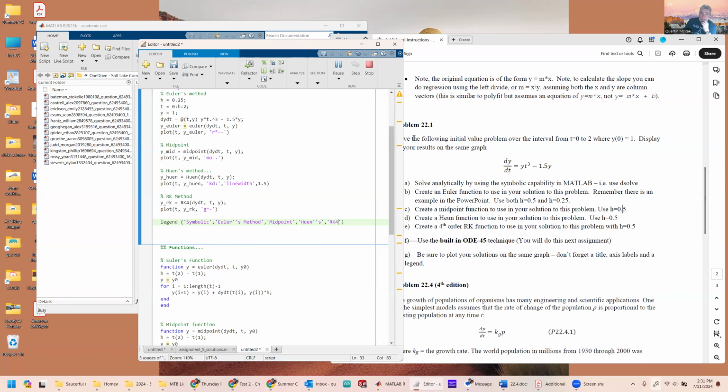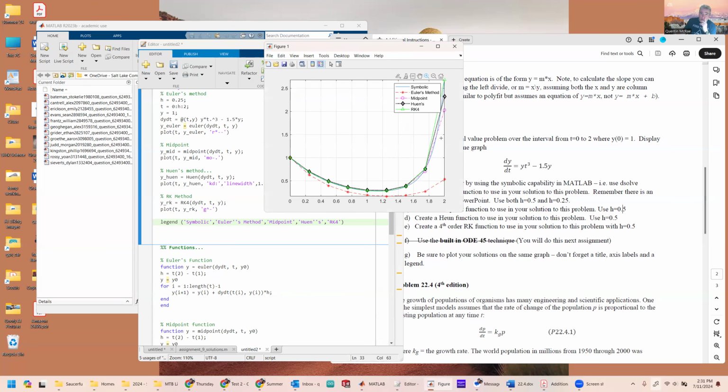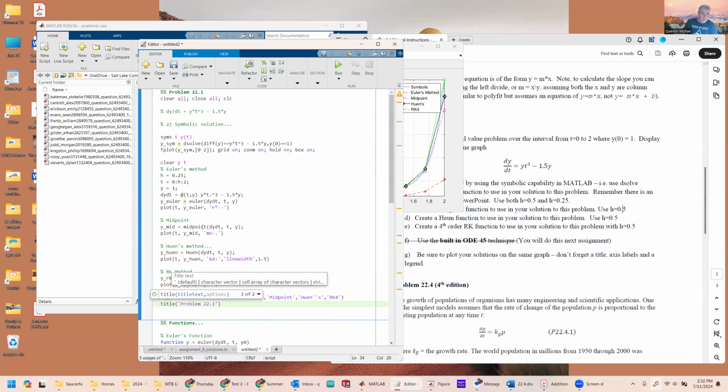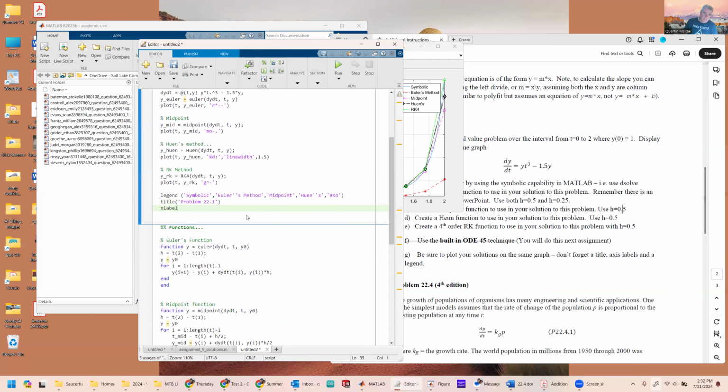Run that, and eventually, yep, there we go. We get this lovely answer. You'll notice that RK4 is crazy accurate, so it comes way up there, but it's looking pretty good. We should probably add a title. So the title is problem 22.1, I think. Yep, lovely. 22.1. The x label is time in seconds.